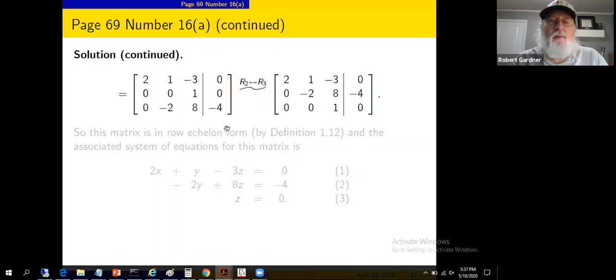Okay, how are we doing on row echelon form? Pivot down and to the right, down and to the left. So that won't do. Let's swap row 2 and 3.